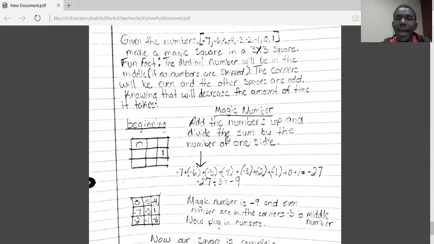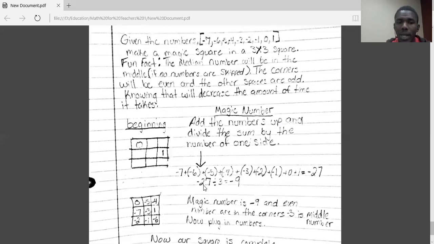So if you add the numbers up that you're going to use, and then divide the sum by the number of one side, which one side is 3 right here, as you can see, a 3-sided figure, it'll give you the magic number. So adding all these numbers up, I get -27. -27 divided by 3 equals -9. -9 is our magic number.